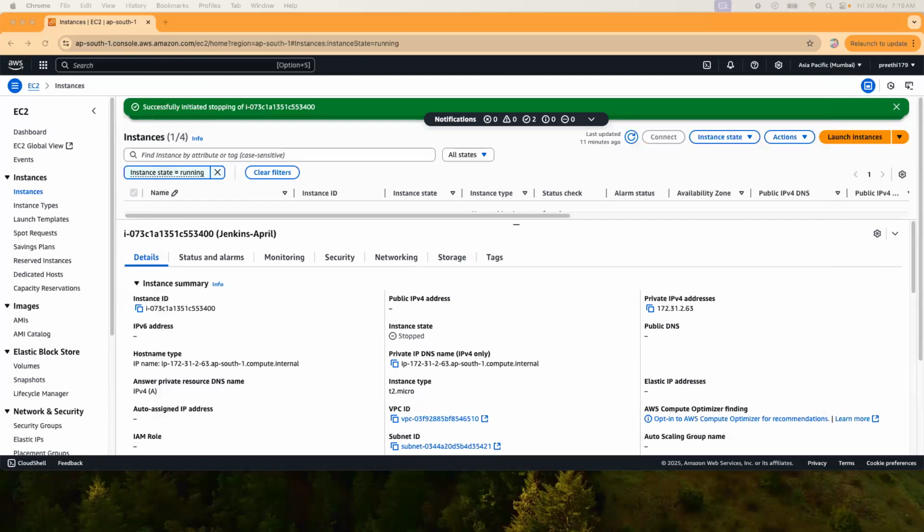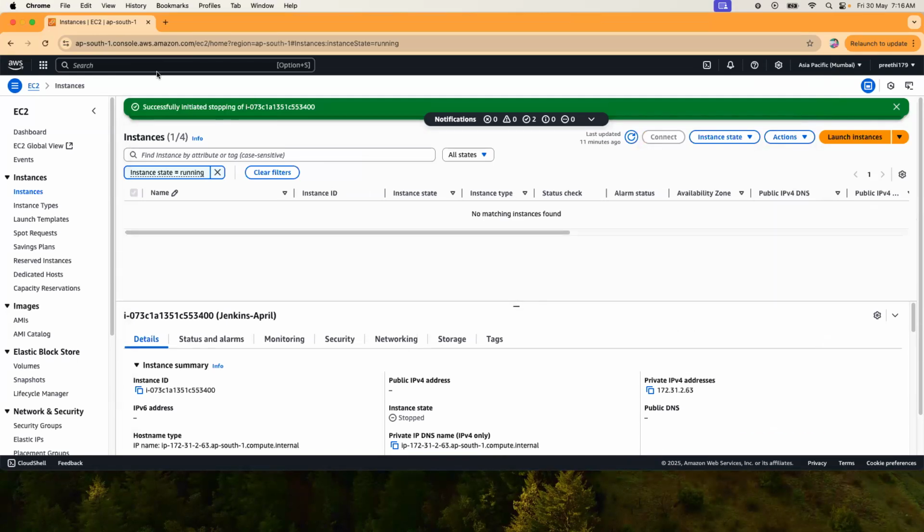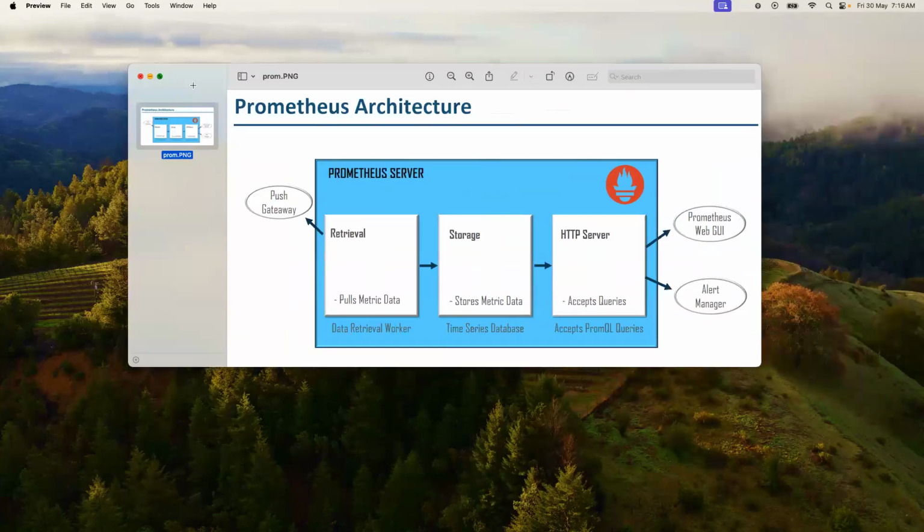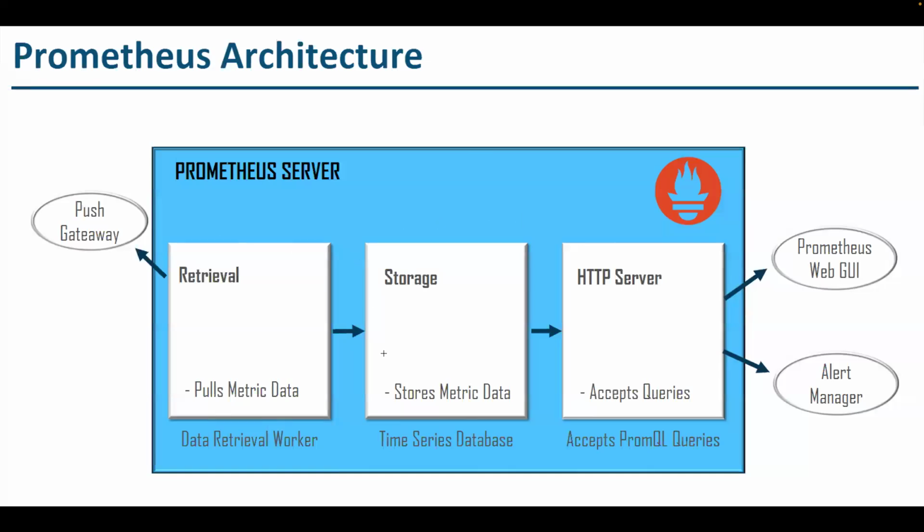Let me take you to the Prometheus architectural diagram. Okay, coming to this Prometheus architecture.